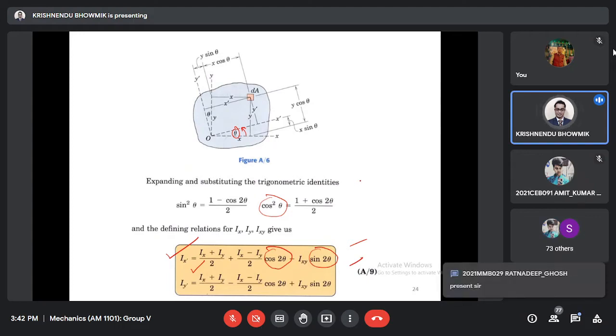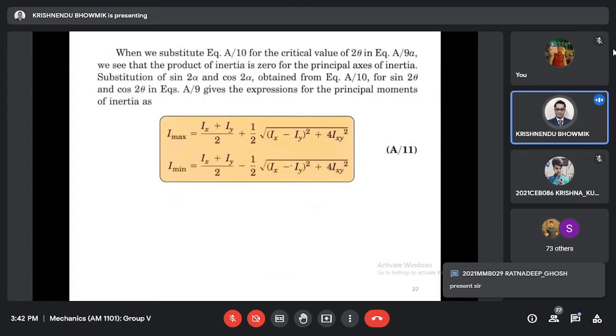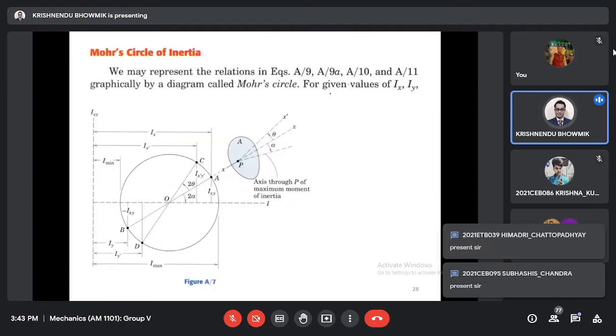So if I want to draw the Mohr's circle, theta will be twice theta in the Mohr's circle. This is the maximum value, this is the minimum value corresponding. Theta for the maximum we call the principal axis. Now, how to draw the Mohr's circle?